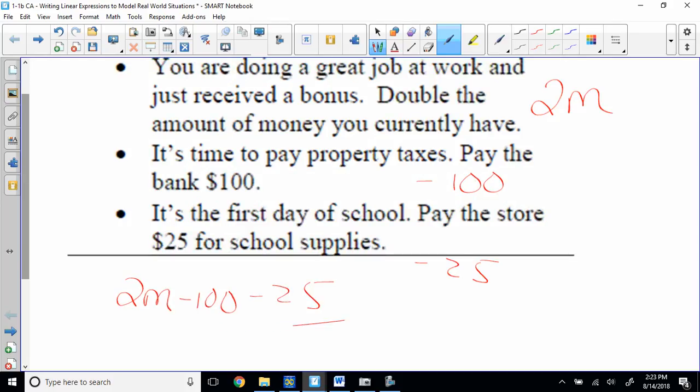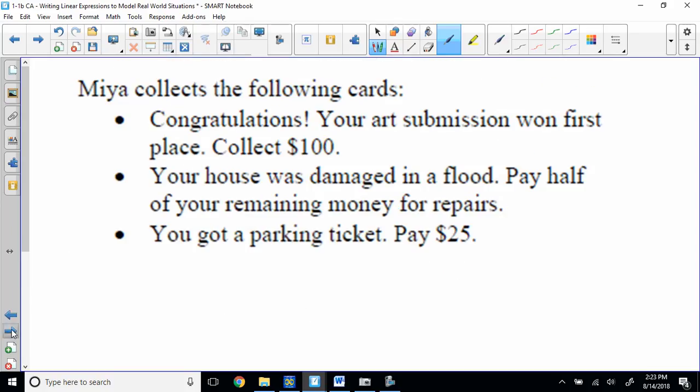Ladies and gentlemen, which letter of the alphabet of choices would it be? C. Are you sure? Yes. Consensus says C. Good. All right. Any questions, ladies and gentlemen? Okay. Let's do the next one.